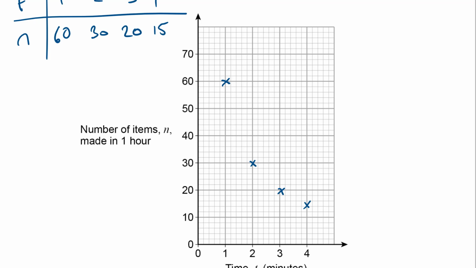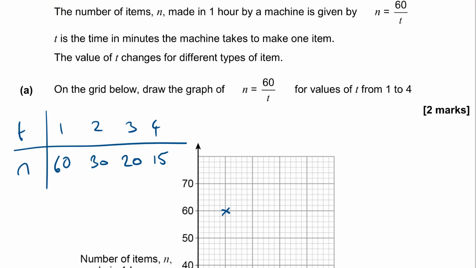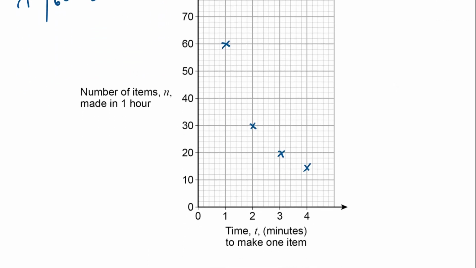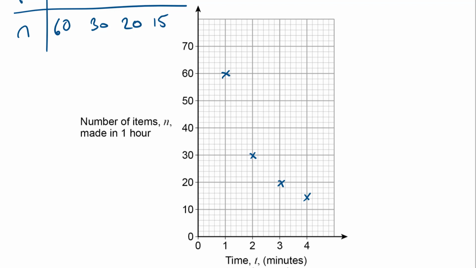Okay, so what am I going to do with that? Am I going to join it up with a curve? On the grid below, draw a graph, so I suppose I do have to join them up with a curve. Okay, so it's going to be one of those graphs. It's a little bit like 1 over n, isn't it? It's going to be like the right-hand part of 1 over n.